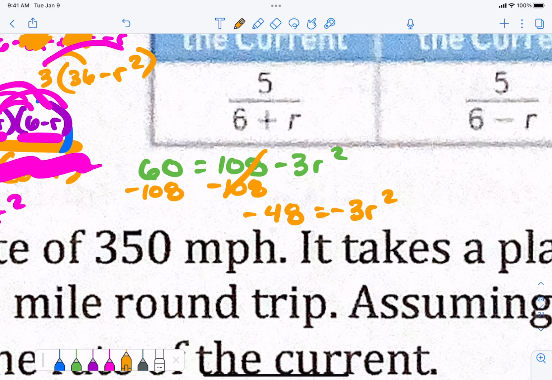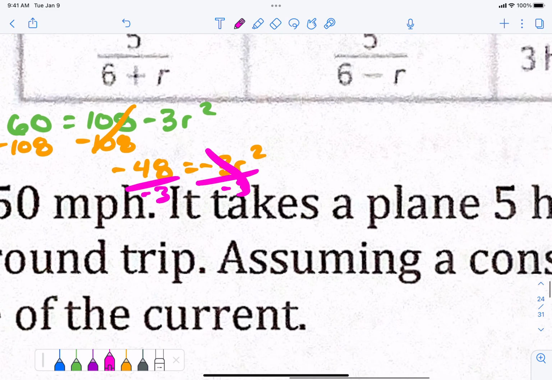Now I'm going to divide by minus 3. Makes sense. What's negative 48 divided by negative 3? It's plus something. 16. 16 equals r squared. Oh, look at how nice that came out.